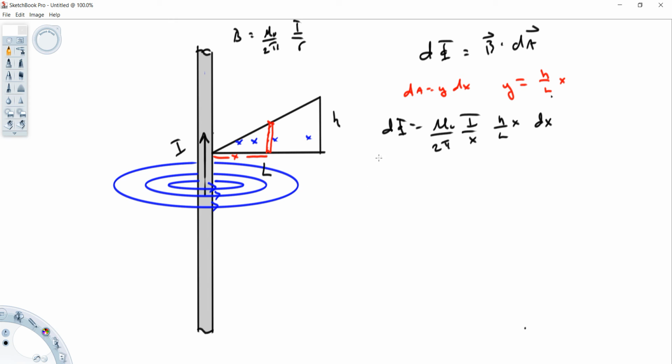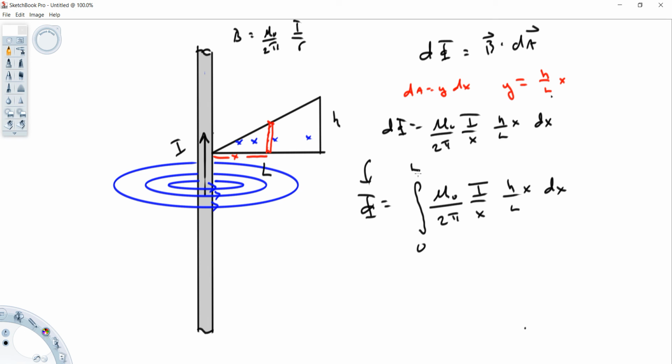The next step is to integrate. Our total flux would have to be integrated, and I'm just going to leave everything there: mu sub O over 2 pi, I over x, h over L times x, dx. That integration would run from 0 to L in this problem.